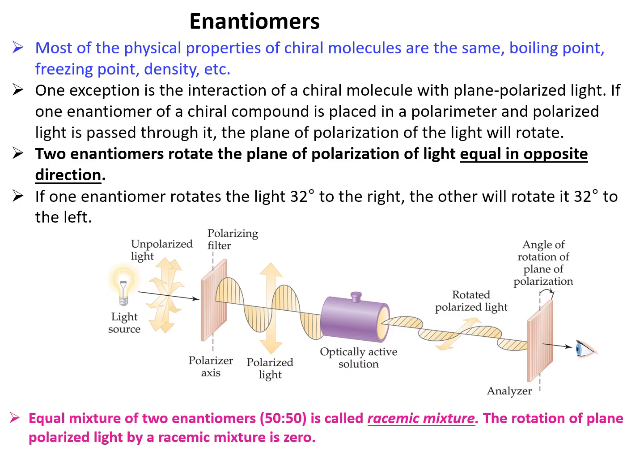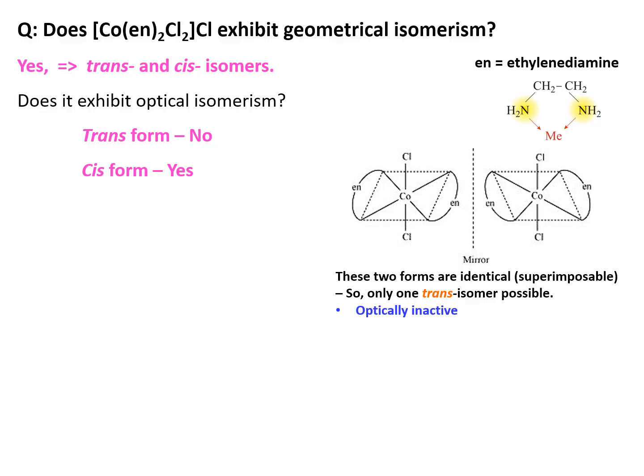Now we will understand this with an example. Let's say we have two identical molecules. Here we are showing two molecules that rotate. So the question is whether the complex with Cl2 and ClX shows geometrical isomers or not. Yes, there are trans and cis isomers. So when the trans and cis isomers are present, we can show the plane polarized light.